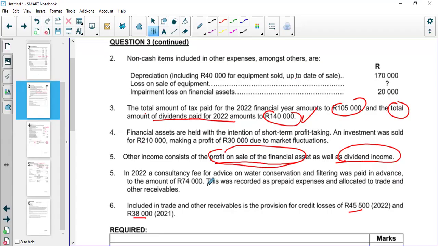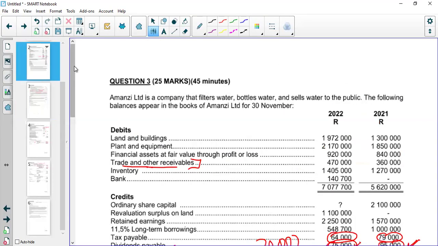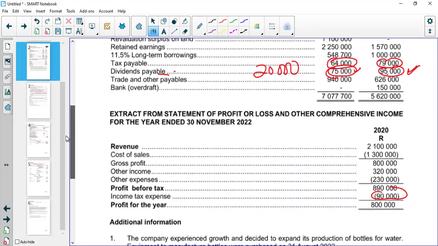Profit on sale, where is it? Financial assets are held for short-term profit making. So this means that they will be part of the operating activities. If they are held for a long-term investment strategy, then they're part of investing activities. So an investment was sold for 210, making a profit of 30. So this profit of 30,000 should be removed. That's going to be our dividends received.